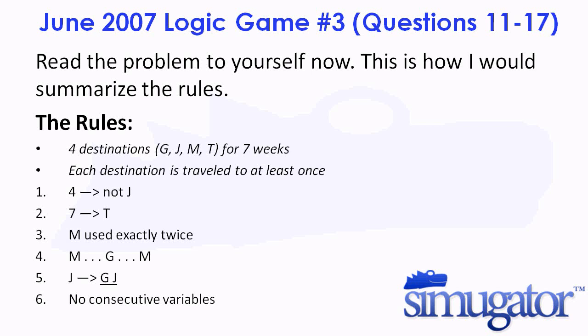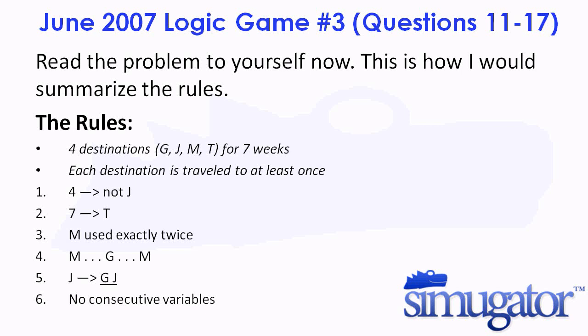This is how I would summarize the rules. We have 4 destinations, G, J, M, and T, our variables, for 7 weeks. Each destination is traveled to at least once. Week 4 cannot be J. Week 7 must be T.